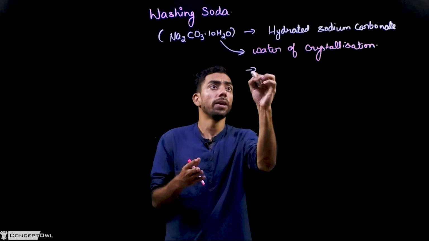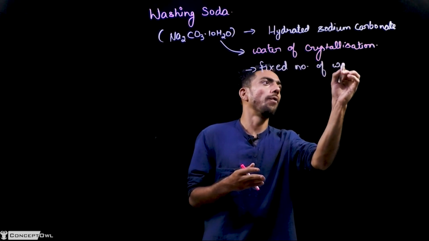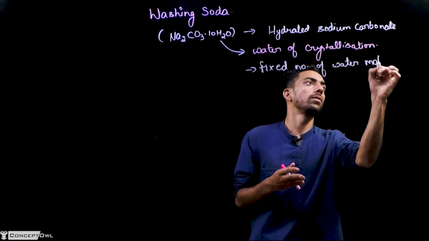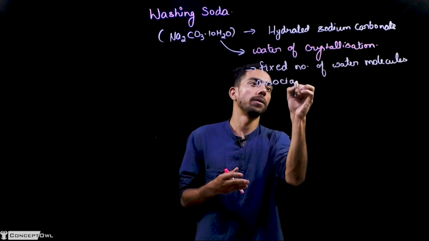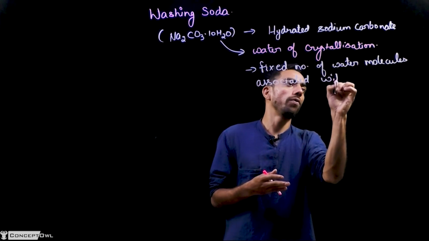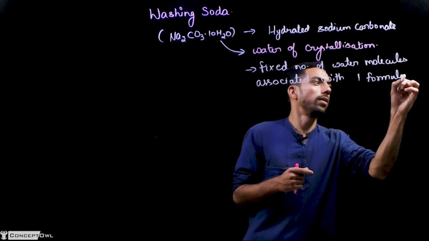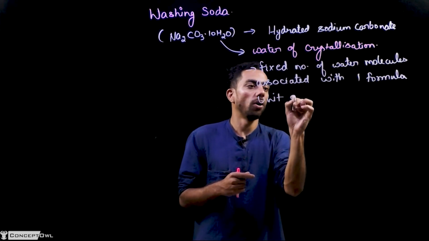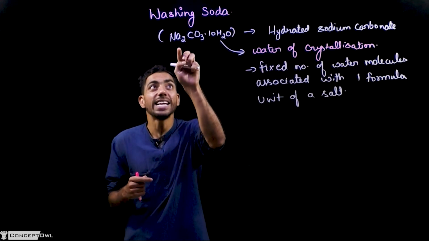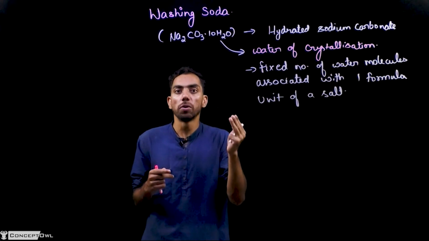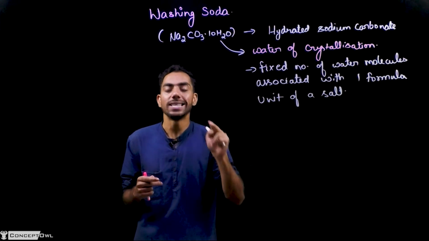So how can we define this water of crystallization? It's very simple. A fixed number of water molecules associated with one formula unit of a salt. Simple. For this Na2CO3, 10 water molecules are associated. So water of crystallization in this case is 10.